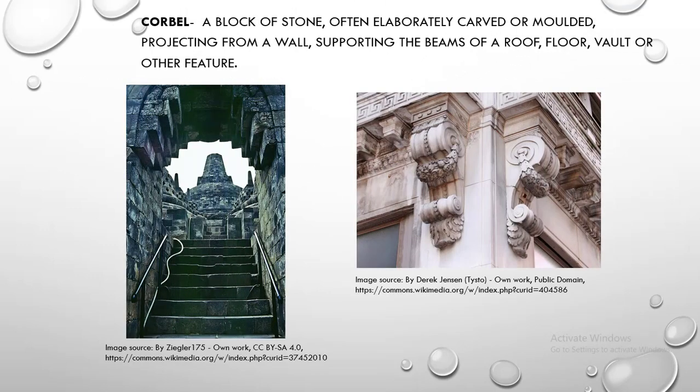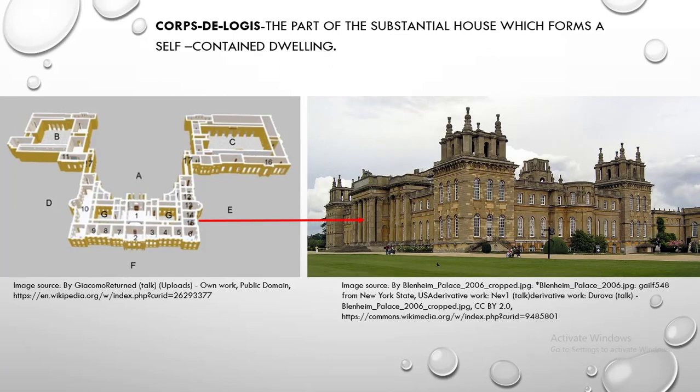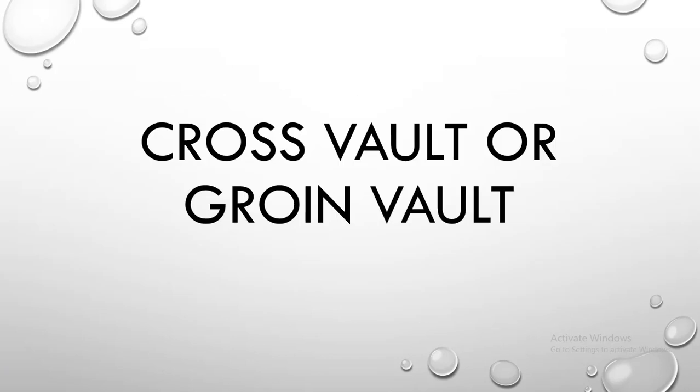Corbel. Corbel is a block of stone, often elaborately carved or molded, projecting from a wall, supporting the beams of a roof, floor, vault, or other feature. Cortilogus. Cortilogus is the part of the substantial house which forms a self-contained dwelling. Cross vault or groin vault.